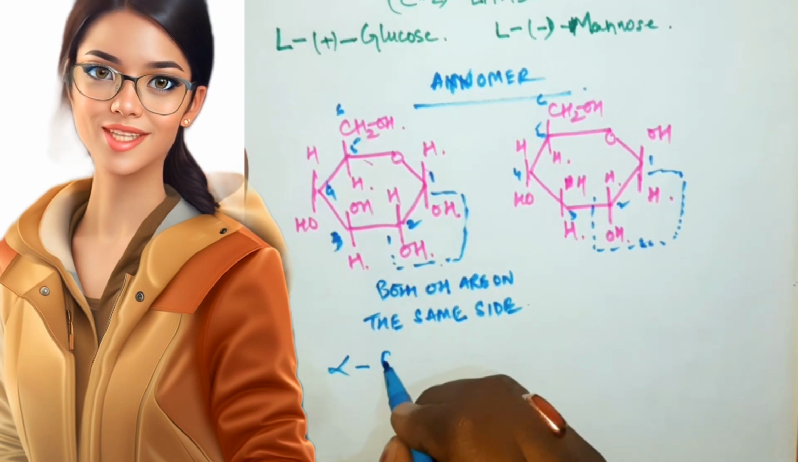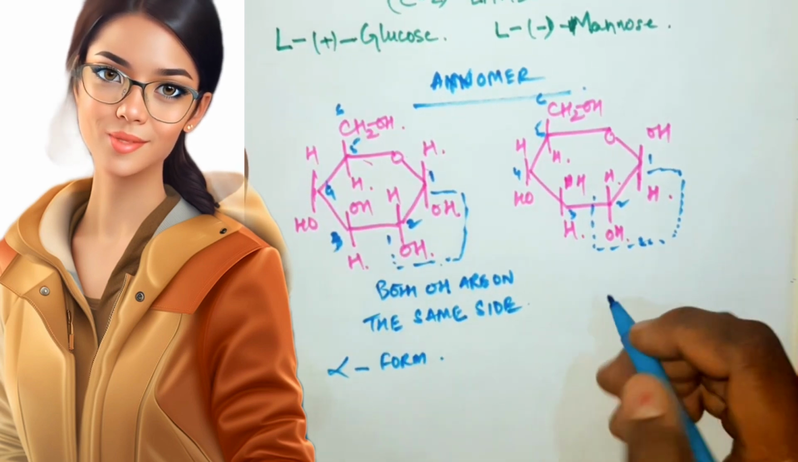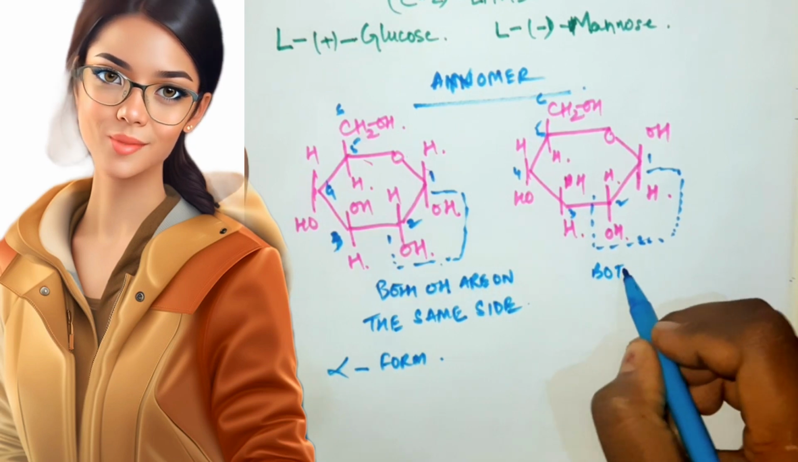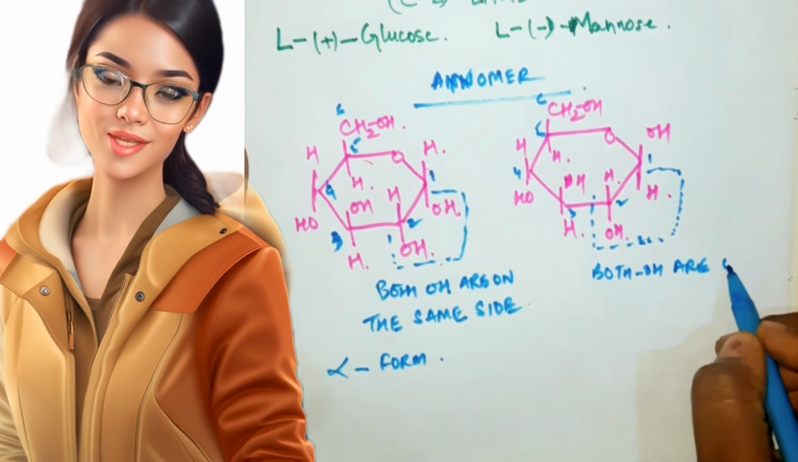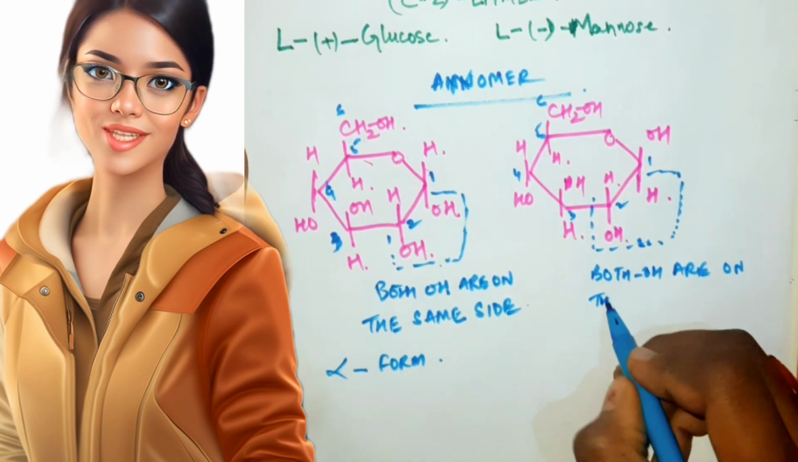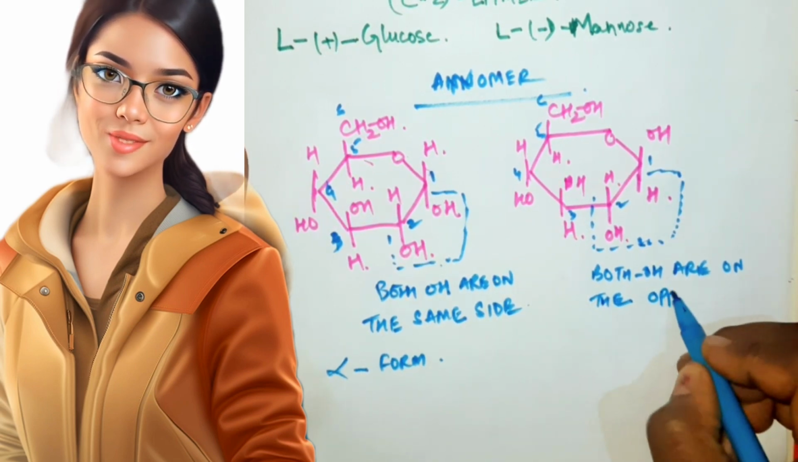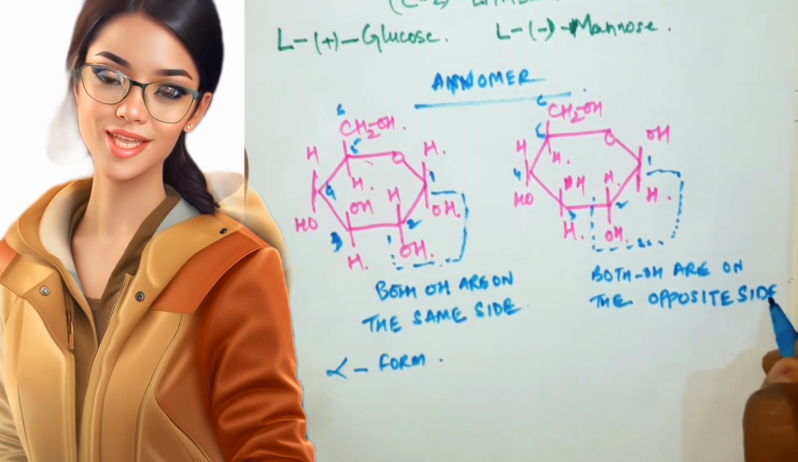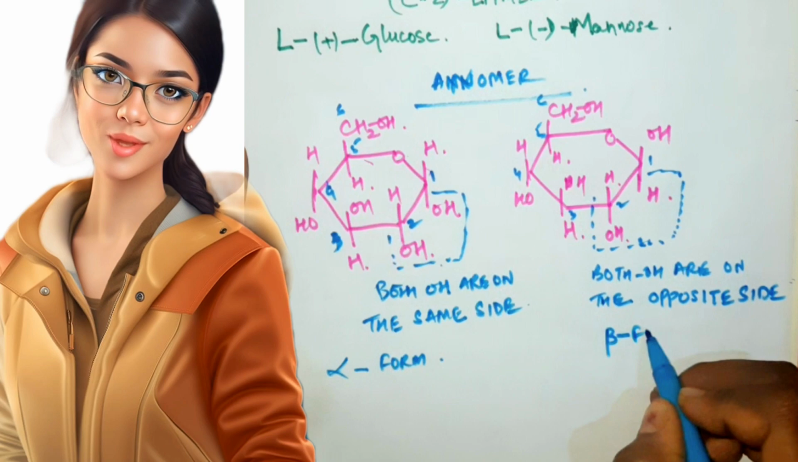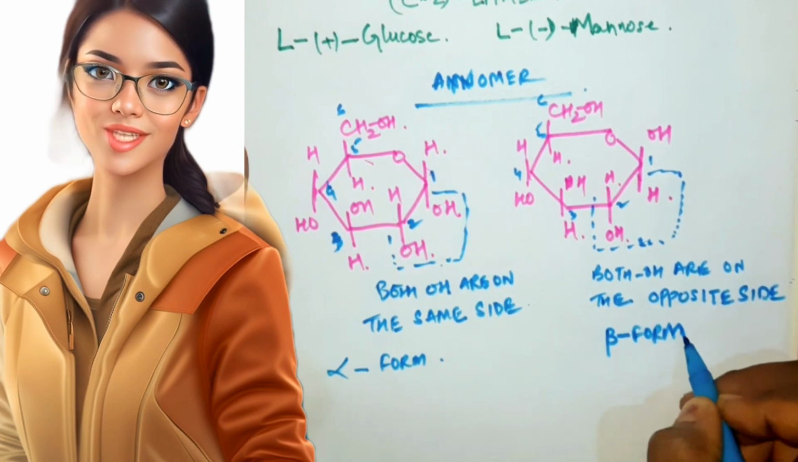Now we come to the differences. In epimers, we consider a pair of diastereomers and check only one carbon atom, whereas in the case of anomers, we check the two terminal carbon atoms, that means C1 and C2, and then check whether both OH groups are on the same side or the opposite side, and that gives you the anomer. Whereas in the case of epimers, it is only one single asymmetric carbon atom.